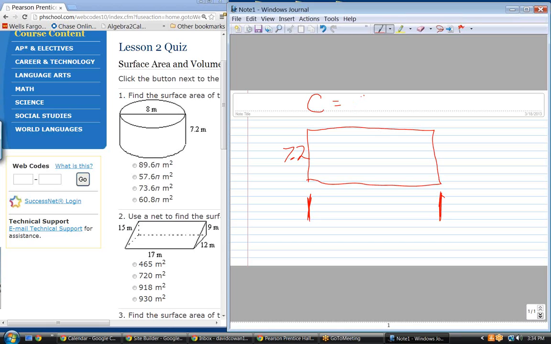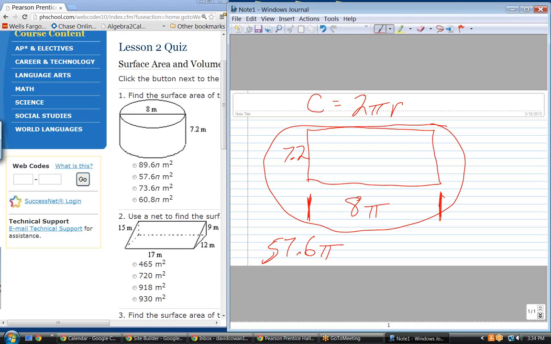And that's pi r squared. Circumference is what? Circumference is 2 pi r. So it's going to be 8. No, yeah, that's 16, correct. 8 pi. Because the circumference is 4. So the dimensions of this right there are 57.6 pi. That's just the label.